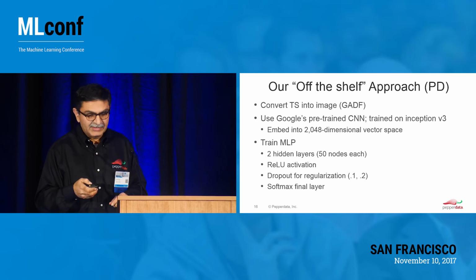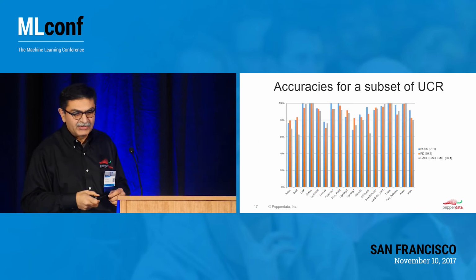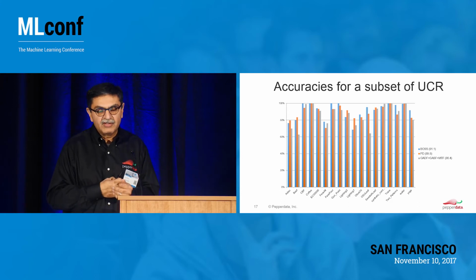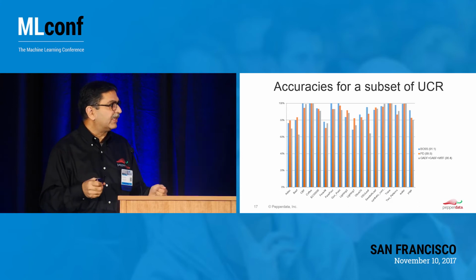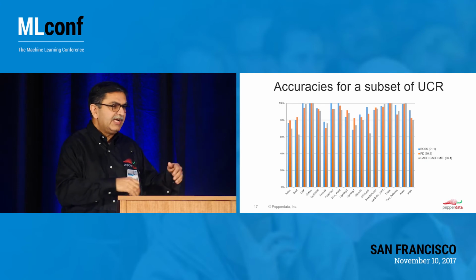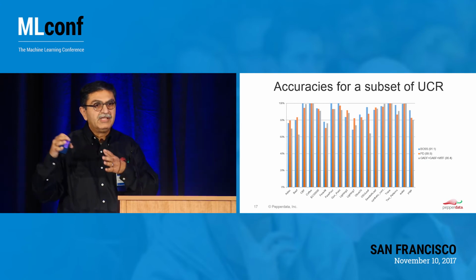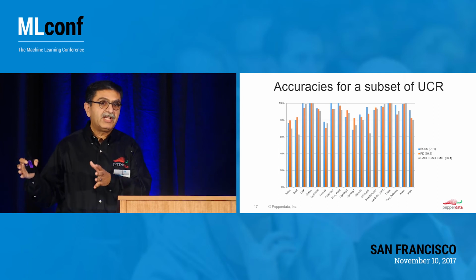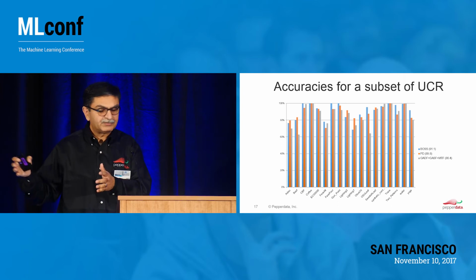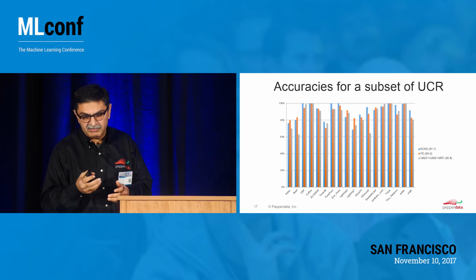Turns out, it's actually pretty good. So these are accuracies for a subset of that UCR data set. That UCR data set, by the way, has stuff for handwriting recognition and sort of image stuff, and then there's a bunch of stuff that I would call real-time series collected from sensors. That's basically the kind of stuff that I'm displaying here.